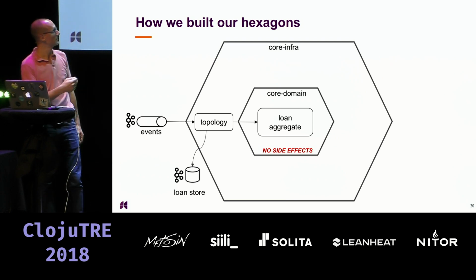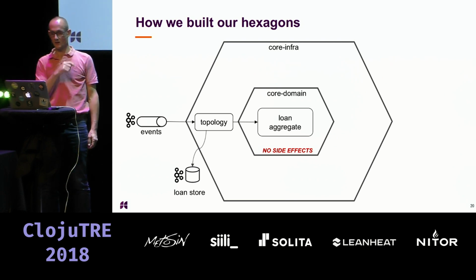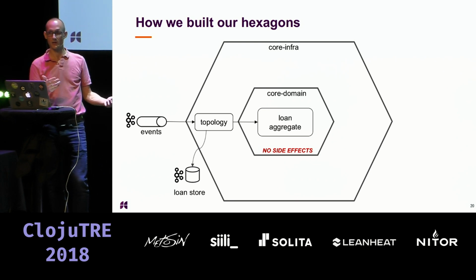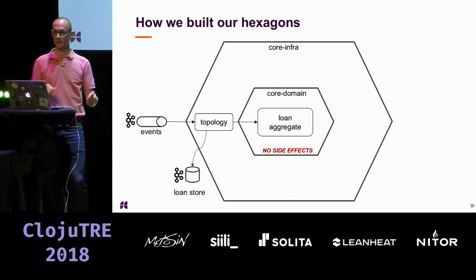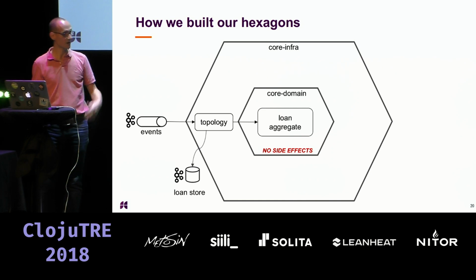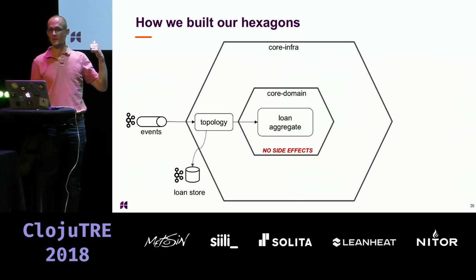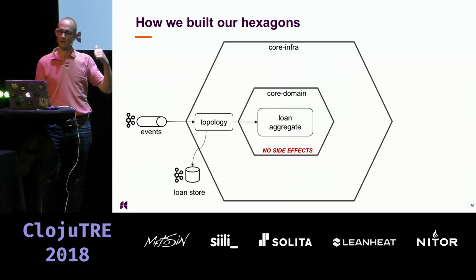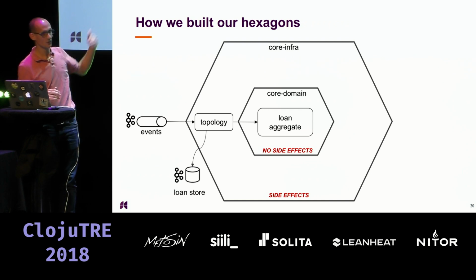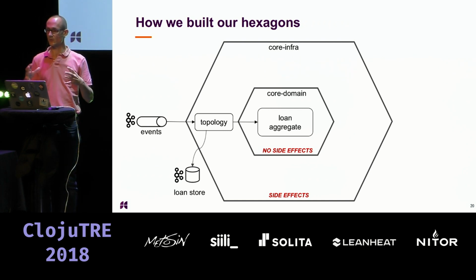We then added a Kafka Stream topology, to read from the events on the input topic and to pass them to the loan aggregate, which is a protocol, by the way. So that's a good fit for a port in the hexagonal architecture. And then we connected that topology also to the loan store, as I showed you with the aggregate function. And so obviously there are no side effects within the domain, and all the side effects are in the infrastructure layer.